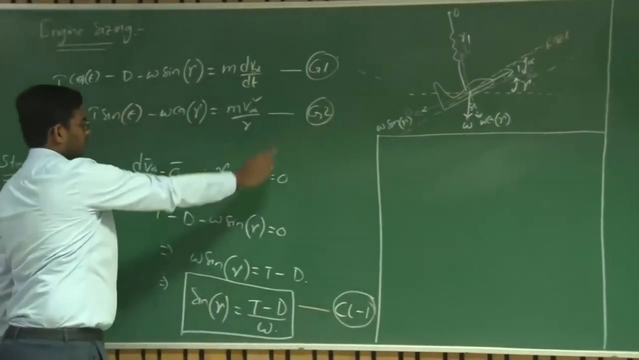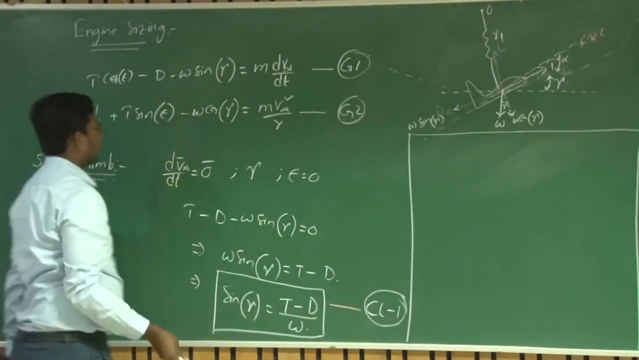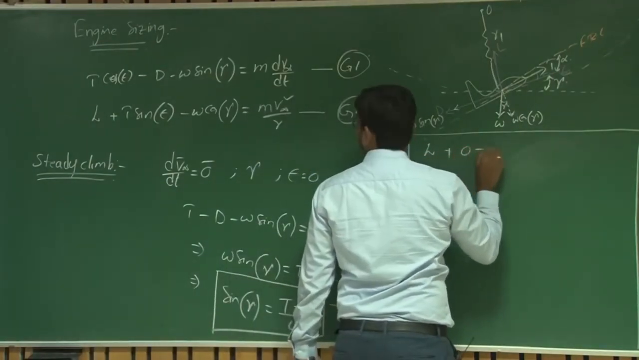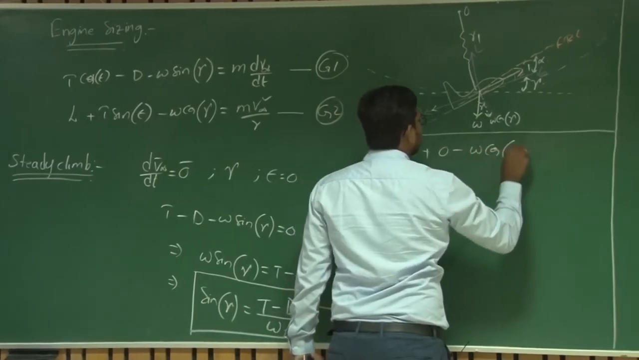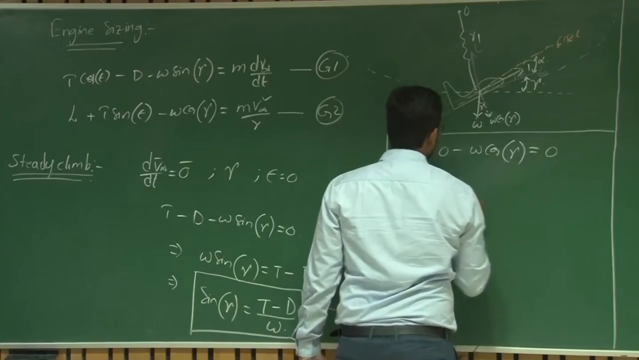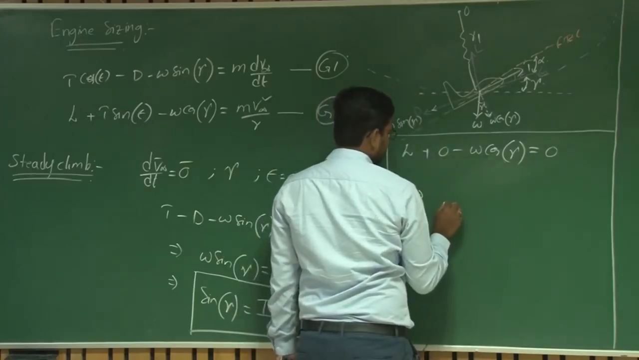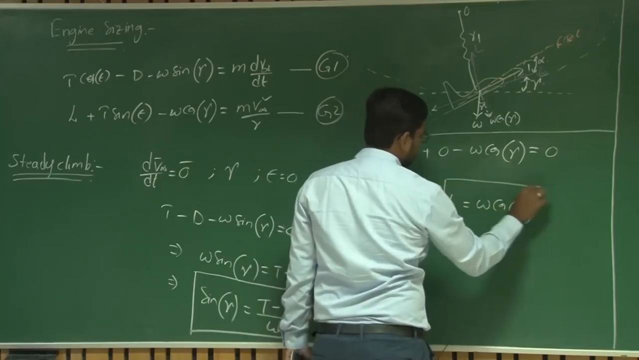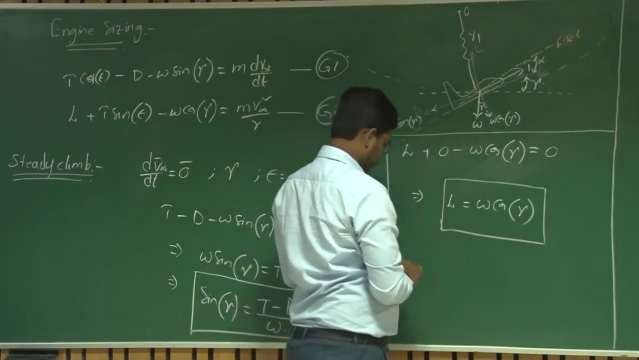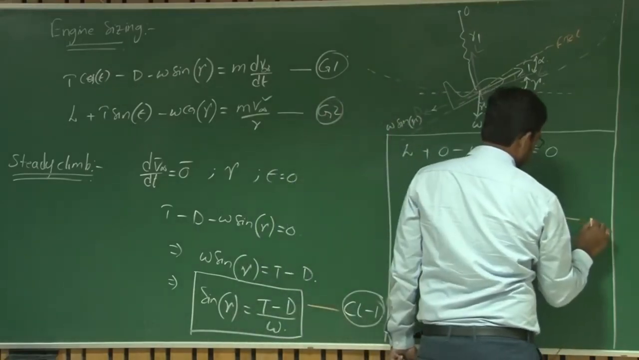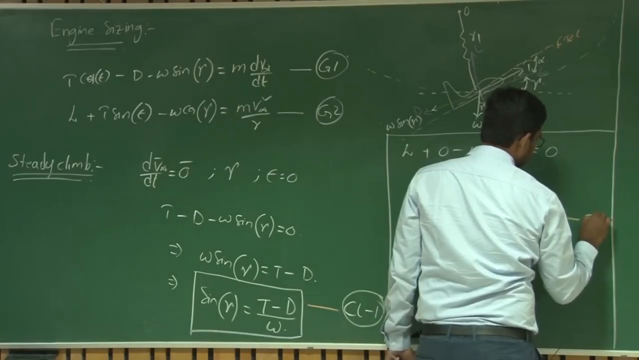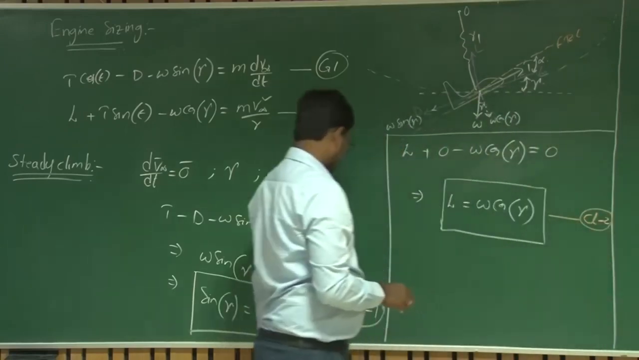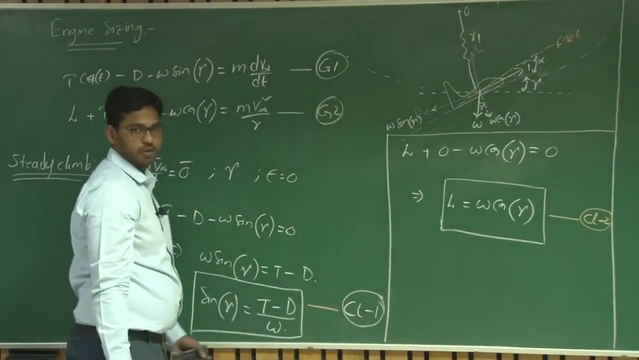Now what about G2? Substitute these assumptions in G2. What we have here is L plus 0 minus W cos gamma is equal to 0. This implies L is equal to W cos gamma. This is climb CL2, climb 2. This is the second equation for climb, and this is the first equation for climb, right?